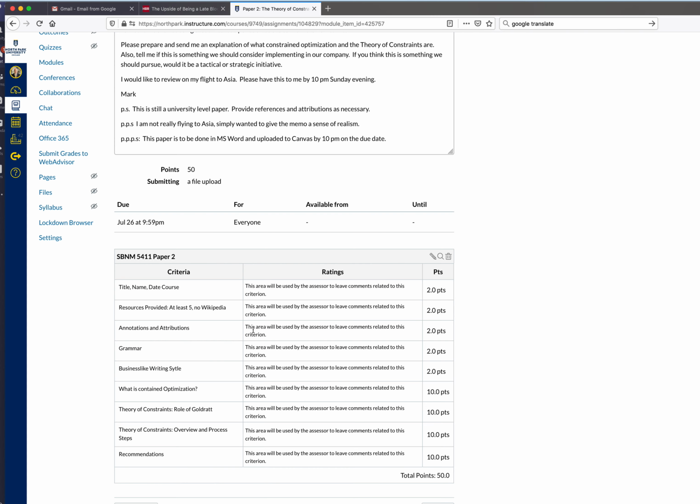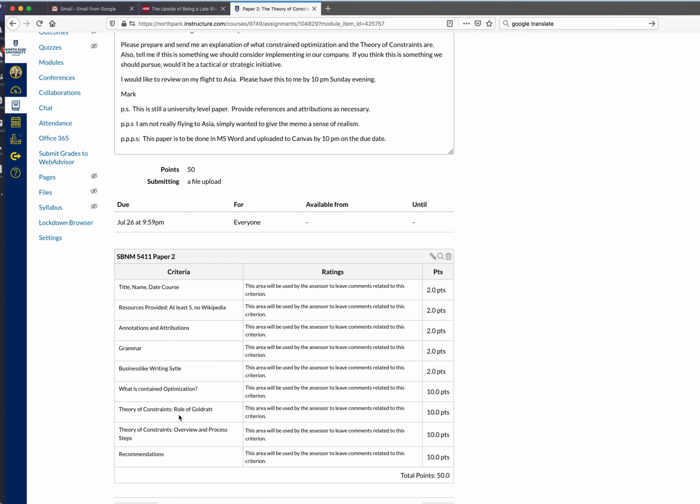I'm not afraid. I'm encouraging you to use graphics from other sources, and whatever helps you in your paper. But just tell me where it came from, and it should be one of the 5 references that you have. Try to write nice. That's a grammar and the business-like writing style. But you have to explain the following: what is constrained optimization? Did you or did you not cover that? A lot of people think, well, I'm going to write it about the theory of constraints only and not worry about constrained optimization. That would be a mistake.